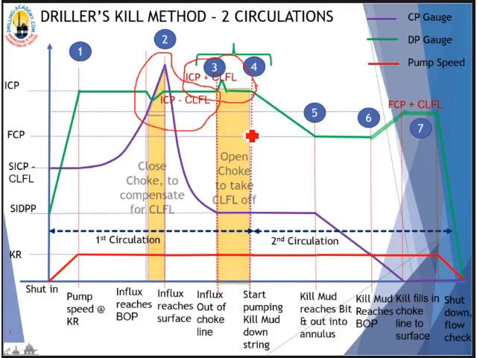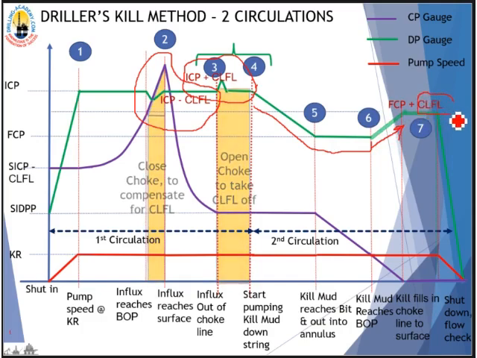And then after we finish the first circulation, we start the second circulation, kill mud is going downstream. And when it comes around the annulus and up to the BOP, and the new kill mud starts to fill up inside the choke line, we expect the drill pipe pressure gauge to increase. This is the increment of pressure on the drill pipe gauge. We expect to see it increase by a maximum amount of the new choke line friction loss.